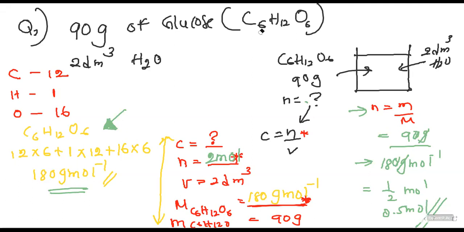Now you know the equation: concentration equals number of moles over volume. You can work it out very simply. The number of moles, we found it out, is 0.5, and the volume is 2 decimeter cube. And then you'll get the answer. Quickly work it out, guys. I'll show how this is done.